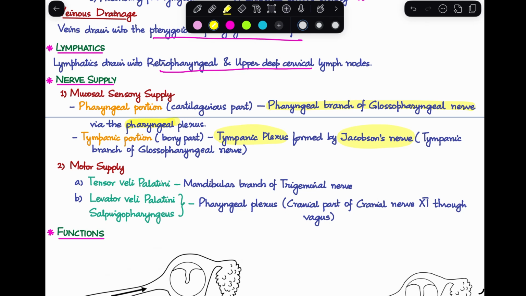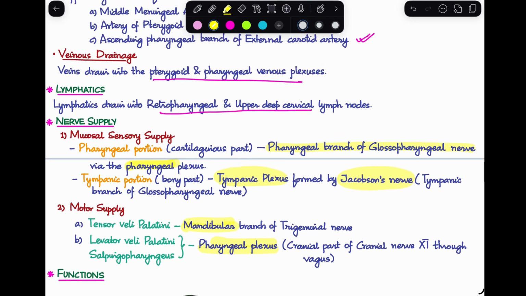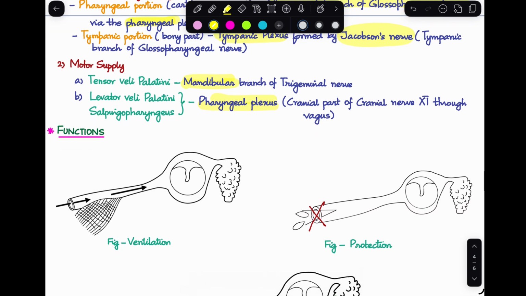So the glossopharyngeal nerve itself is supplying the whole thing, but through different plexuses. The cartilaginous part gets the pharyngeal plexus, the bony part gets the tympanic plexus. And coming to the motor supply, we have the tensor veli palatini muscle, which is supplied by the mandibular branch of the trigeminal nerve, and the levator veli palatini and salpingopharyngeus are supplied by the pharyngeal plexus, which is formed by the cranial part of the 11th cranial nerve through the vagus. So this is about the anatomy of the eustachian tube.